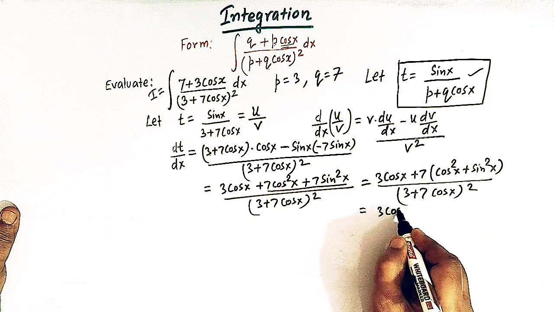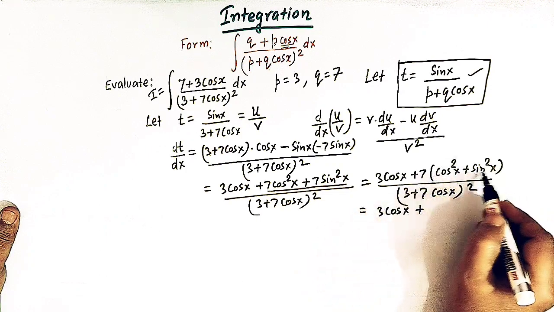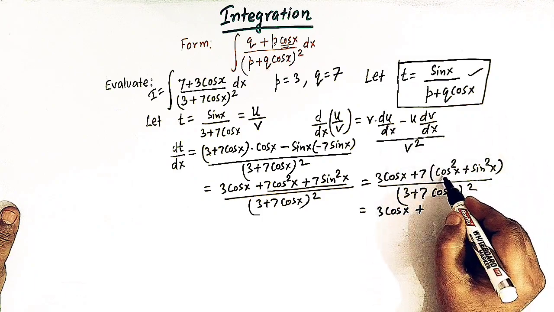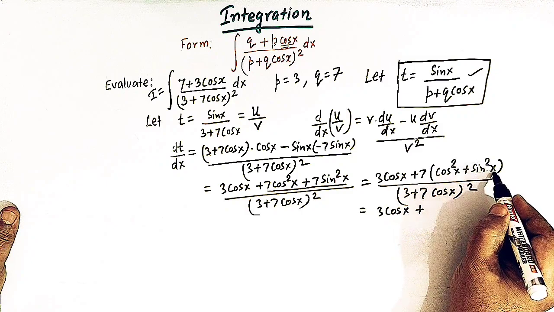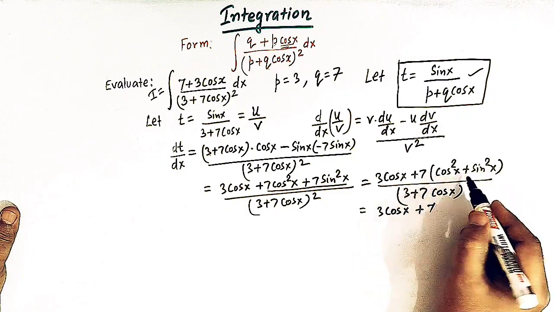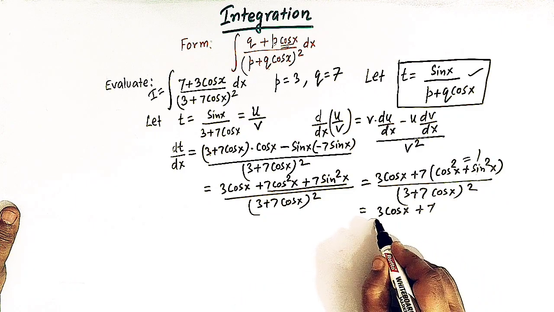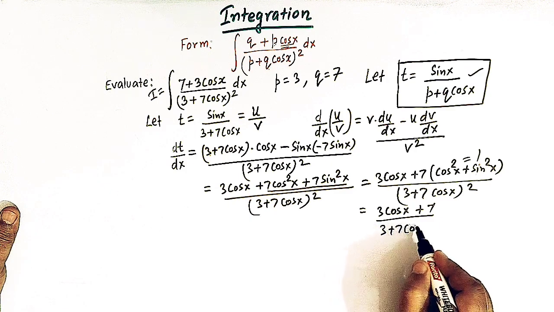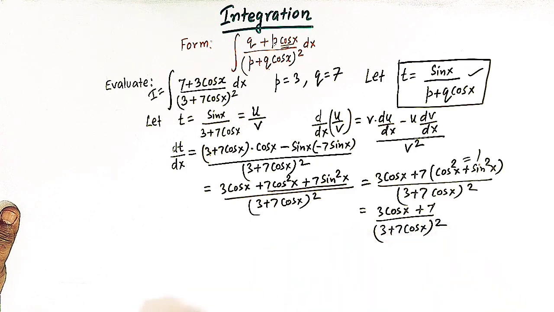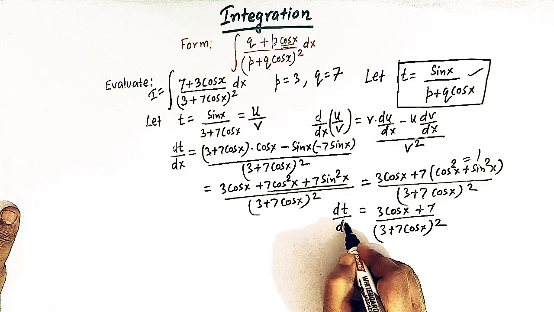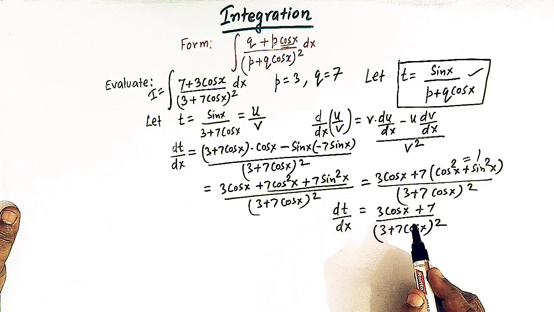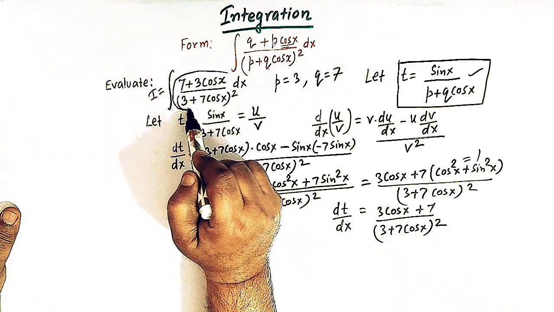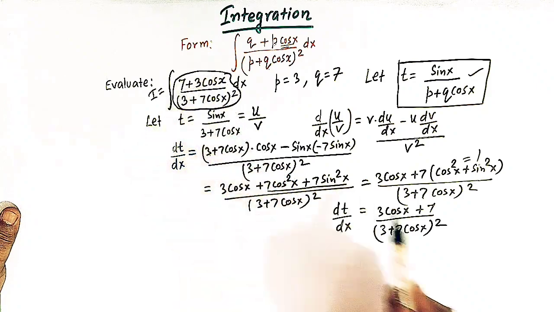So this is 3 cos x, and this is the famous trigonometric identity, that is cos square theta plus sine square theta is 1. So here we have 7 times 1, because this expression is equal to 1. So we have 7, and here we have (3 plus 7 cos x) whole square, right? So we have dt over dx equal to this expression, and we can easily see that this is our integrand.